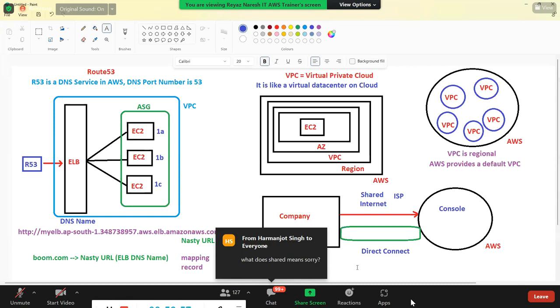Direct Connect. What does shared meaning? Shared meaning, see Harmanjot, if let's say you have internet in your home, is it a dedicated internet connection? What is the ISP provider that you have? Whatever it is, it is a direct connection to you from your home to there?